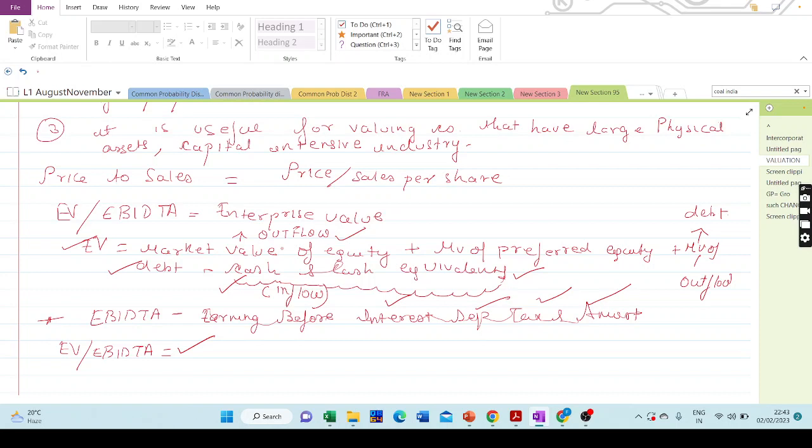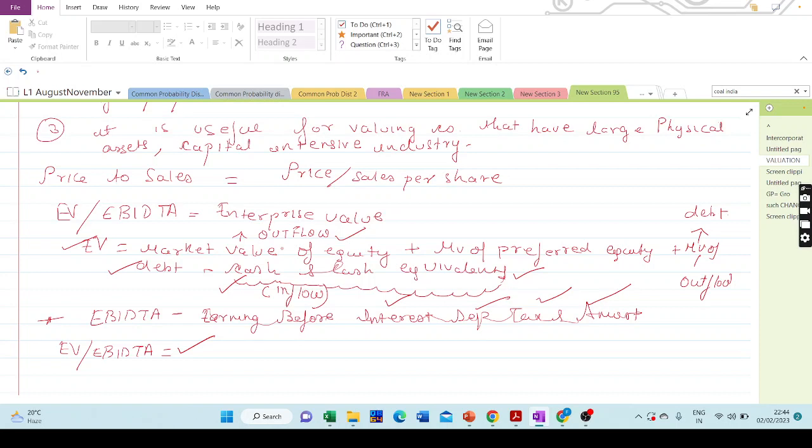So, we compare stocks within the same industry and same EBITDA growth. The stock that trades at a lower EV by EBITDA is undervalued, and the one that trades at a higher EV by EBITDA is overvalued, right? So, the logic is the same. You compare stocks within the same industry and same EBITDA growth.